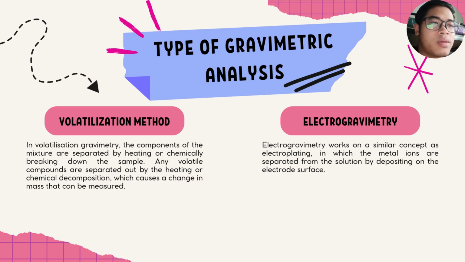Electrogravimetry works on a similar concept as electroplating, in which metal ions are separated from the solution by depositing on the electrode surface.